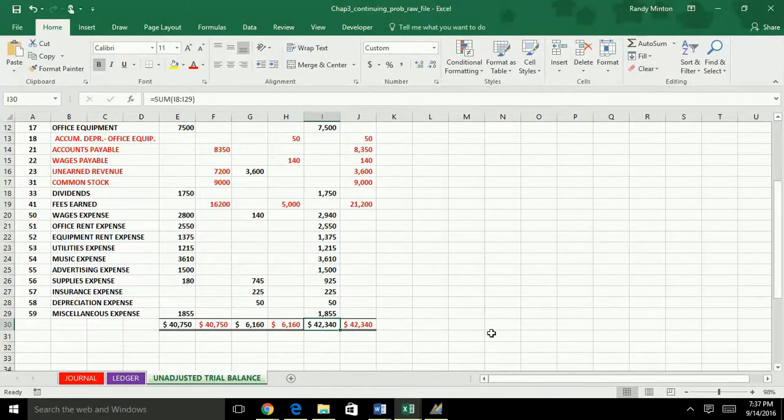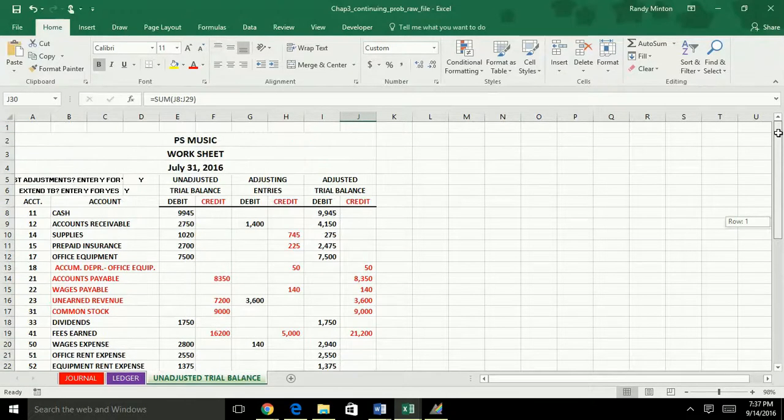$42,340. If I look in my book on page 146 on the left, it says the total of the debit column in the solution of this problem is $42,340. I have $42,340 on both. So I'm good to go, no problems, and that concludes this problem.